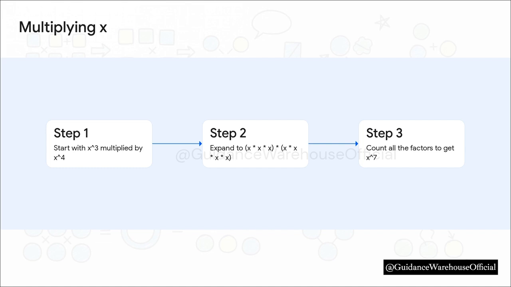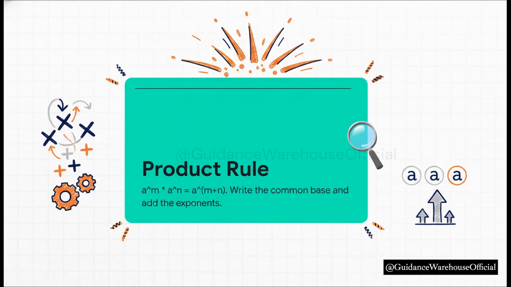If you literally just line them up side by side and count them out one by one, you have exactly 7 x's sitting there in a row. So it is simply x to the 7th power. And this brilliantly illustrates our first formalized law, the product rule of exponents. This rule states that for any real number a, when you're multiplying expressions with the exact same base, you simply keep that common base and add the exponents together. 3 plus 4 equals 7. It really is that straightforward. Same base, just add the little numbers on top.